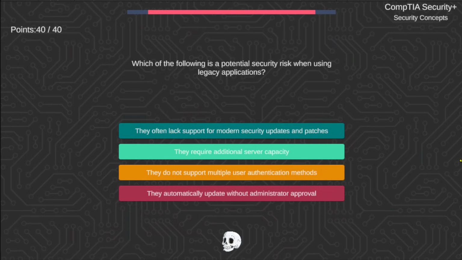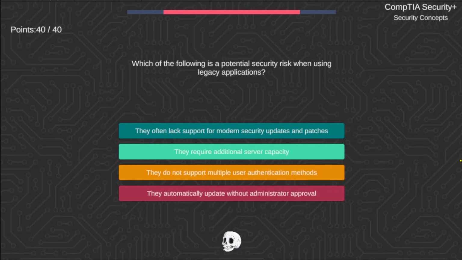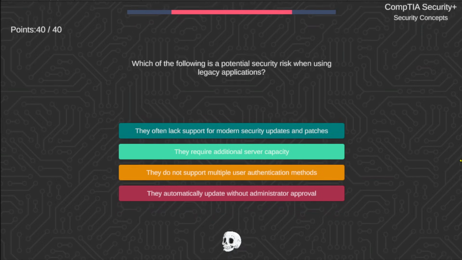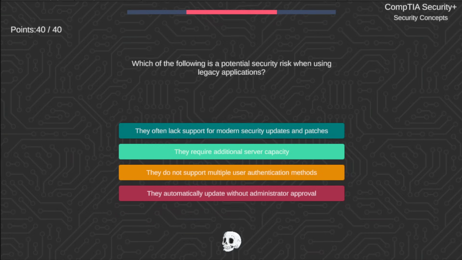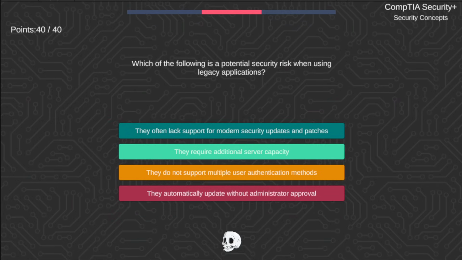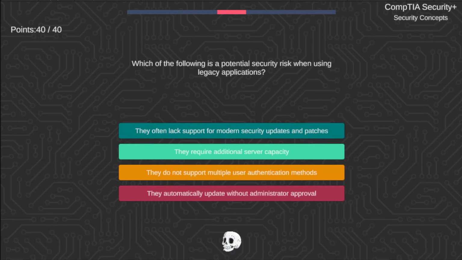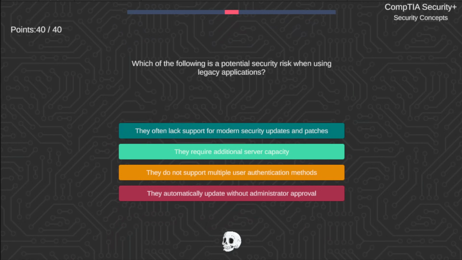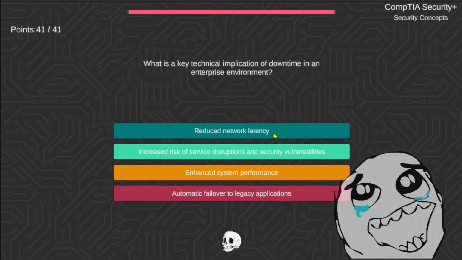Which of the following is a potential security risk when using legacy applications? They often lack support for modern security updates and patches, they require additional server capacity, they do not support multiple user authentication methods, or they automatically update without administrator approval. Correct answer is they often lack support for modern security updates and patches.